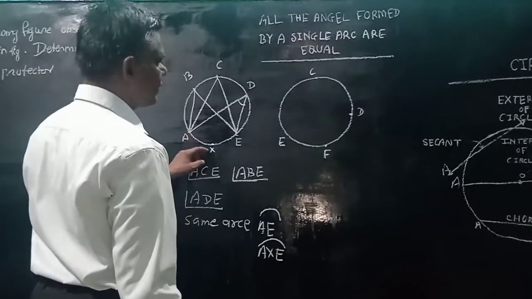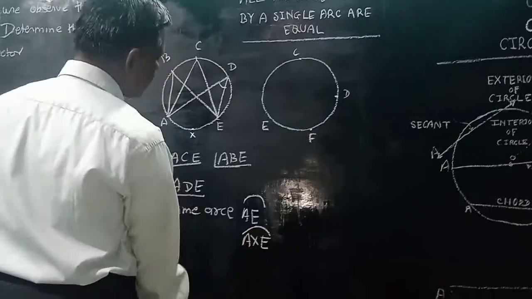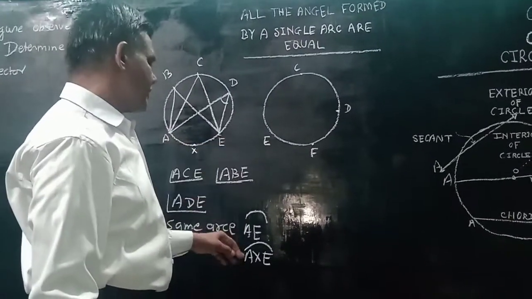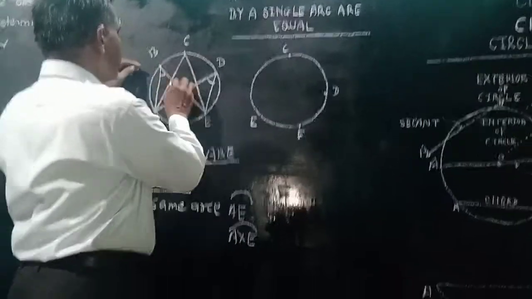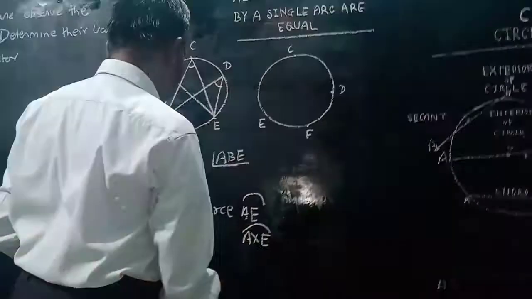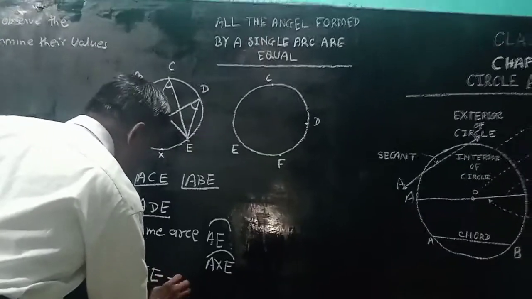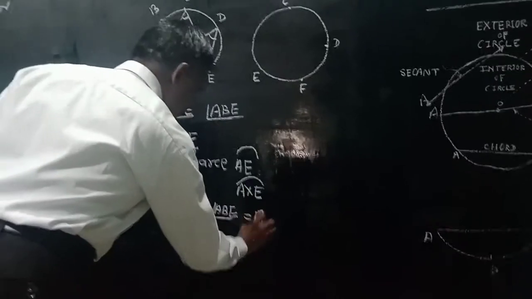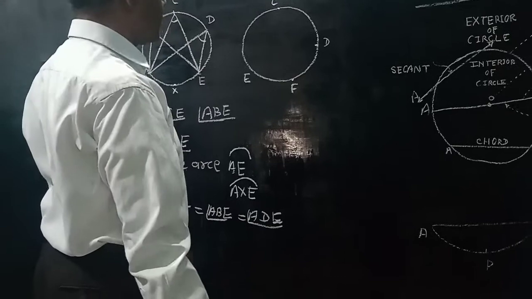So taking any point X in between A and E, we name this arc. It will be represented by arc AXE. So arc AXE subtends equal angles ABE, ACE and ADE. All of these angles are equal. Therefore angle ACE is equal to angle ABE is equal to angle ADE. So all of these angles in the same arc are equal.